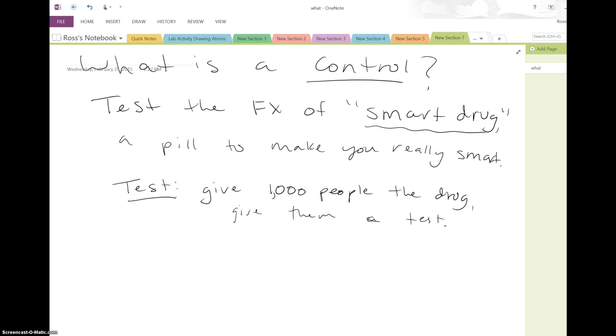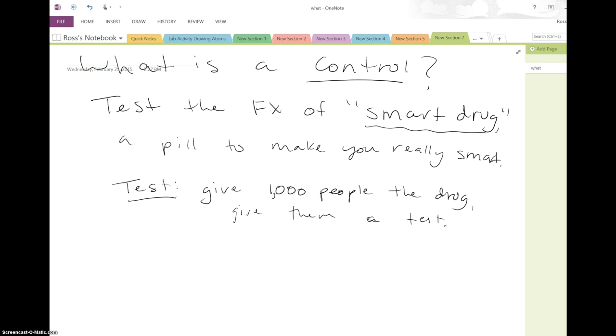So, if we give them the drug and they all get an average of an 87, that's good. An 87 average is pretty good, right? But who knows what they would have gotten before if they hadn't taken the drug. Maybe the average, if they hadn't taken the drug, would have been an 87 anyways. So do we really know if the drug is working? Not really. So how do we make this test better?